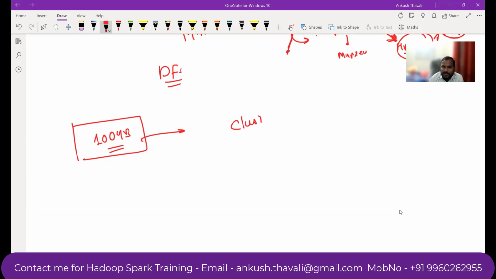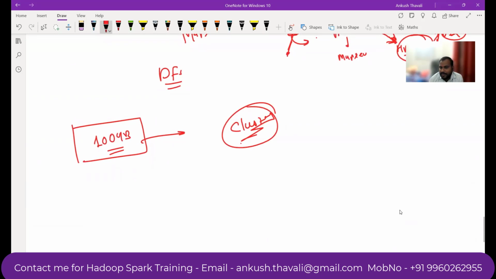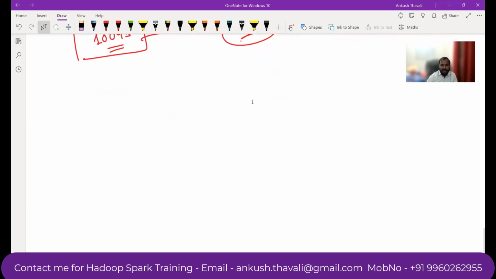I know we cannot cover each and everything in a single webinar. It's not possible. We will obviously need a lot of different sessions. But let me put a very simple thing. What is a cluster? A cluster is when multiple computers are connected to each other.